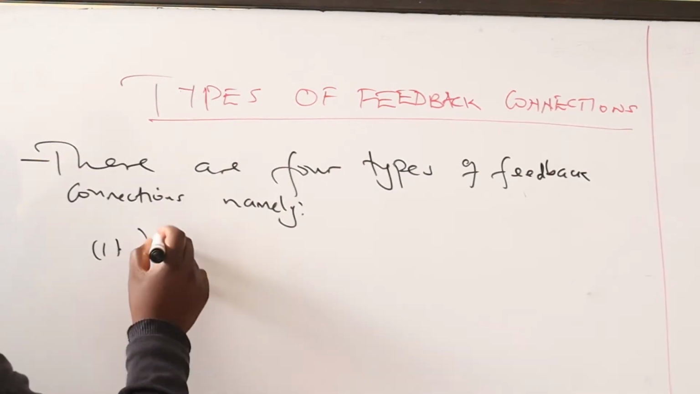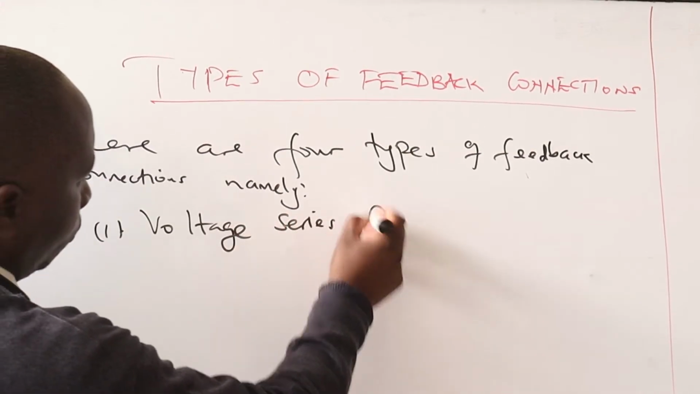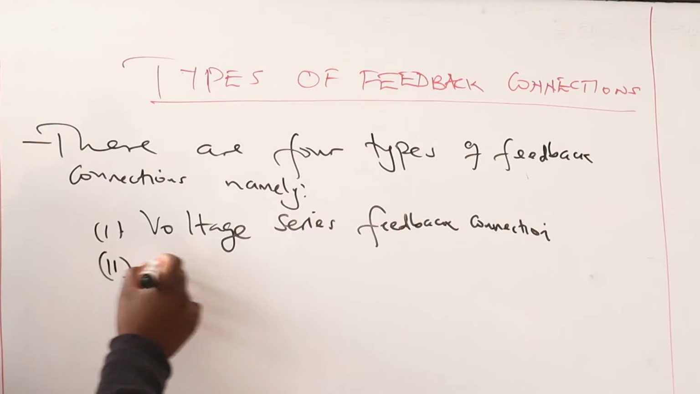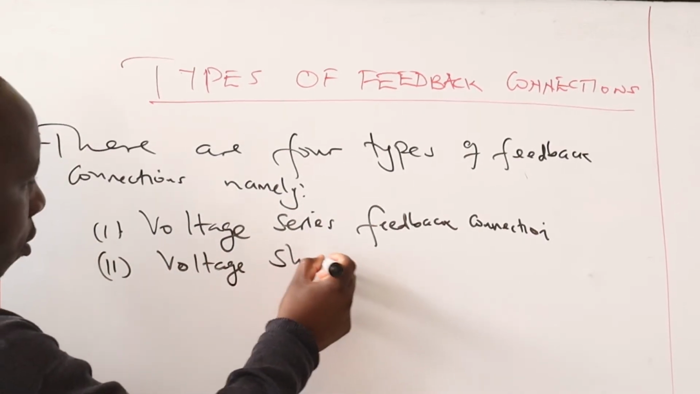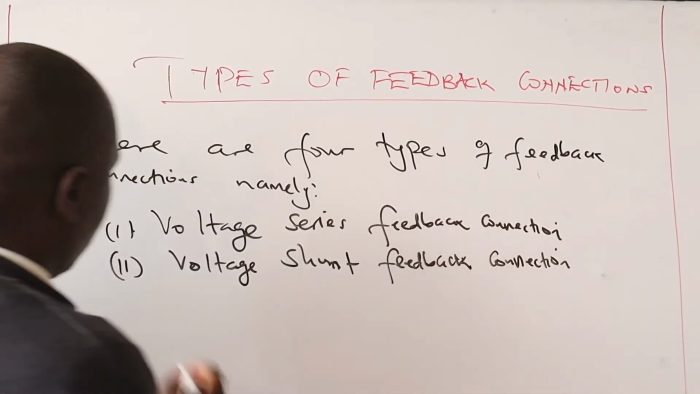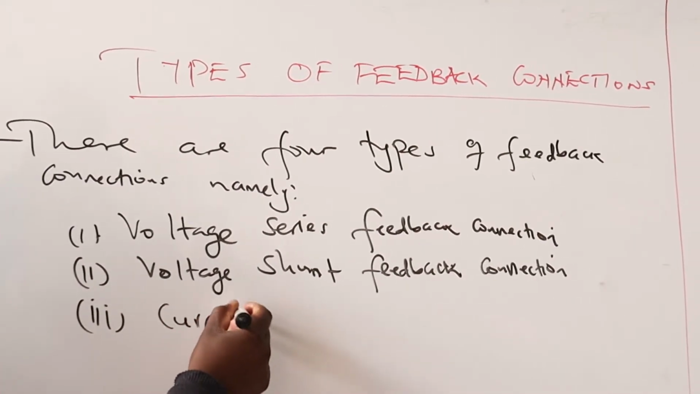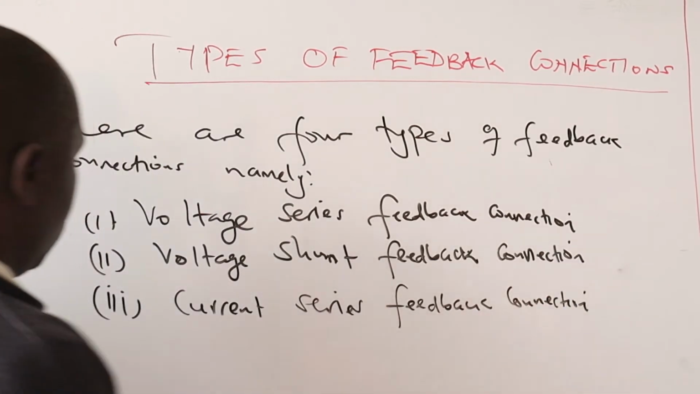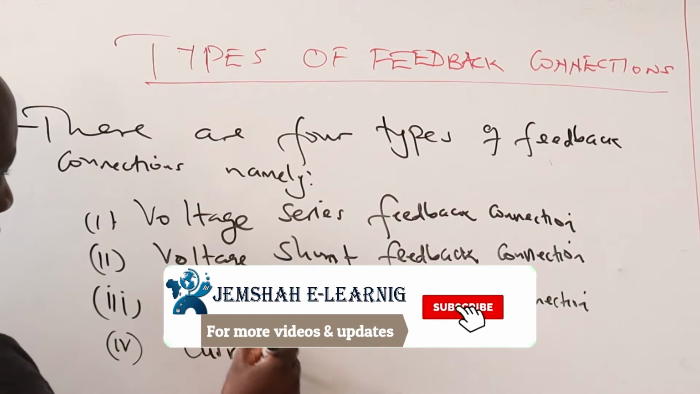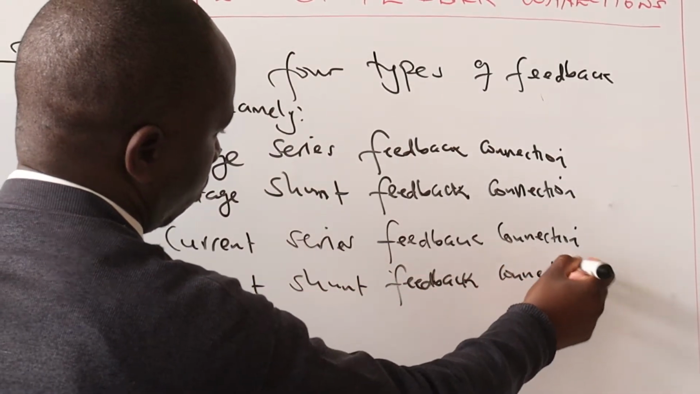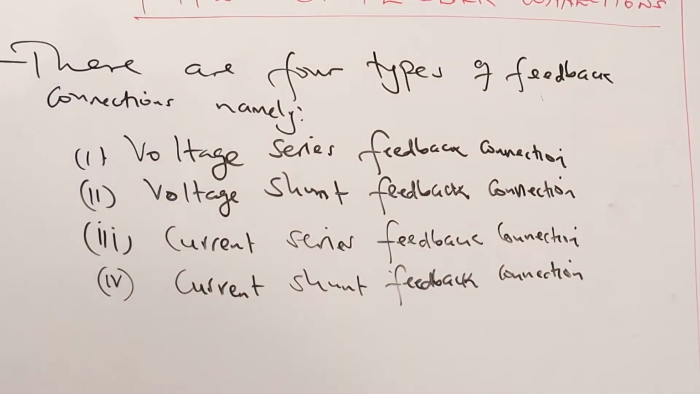one, voltage series. Two, voltage shunt. Three, current series. And four is current shunt. Voltage series feedback connection. I'm going to start now explaining a bit.